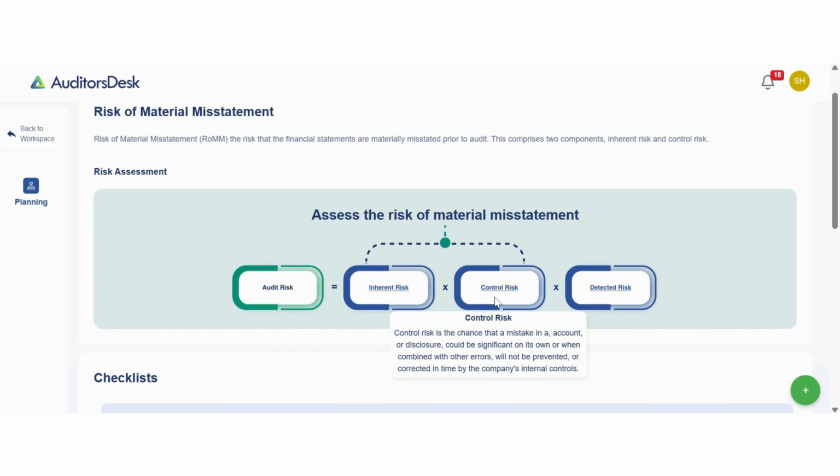2. Control risk, the risk that a material misstatement will not be prevented, detected, or corrected in a timely manner by the client's internal control system.